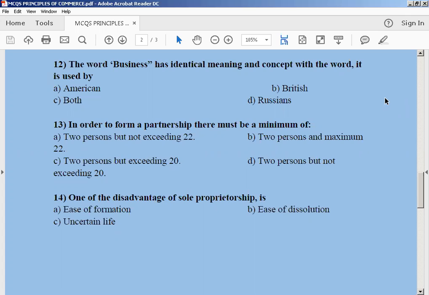Then we have MCQ number 14. One of the disadvantages of a sole proprietor is: ease of formation, ease of dissolution, uncertain life. Okay, there's no option D. You have to find out the correct answer. If you find any of the answers inappropriate, you can write your own answer, or you can write that none of the above is correct.